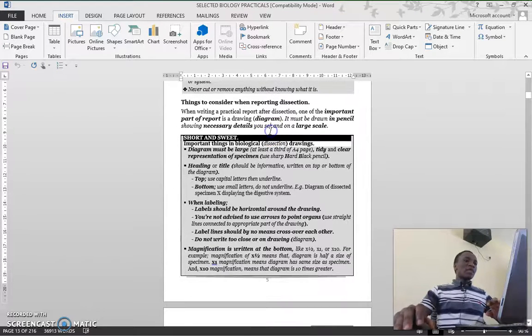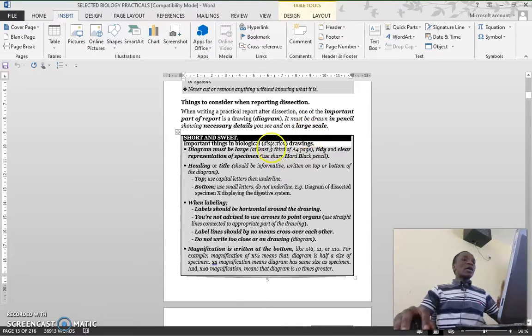And another important thing, maybe in the introduction part, we have what we call important things in biological dissection, in biological drawings, or sometimes we can call them dissection drawings. Now, what are the key things? One of the important things in reporting practicals, the things we have to consider when we are reporting dissection, include a drawing. Drawing can occur even in other parts, but mainly we consider those drawings from dissection, although we can apply it even on other parts.